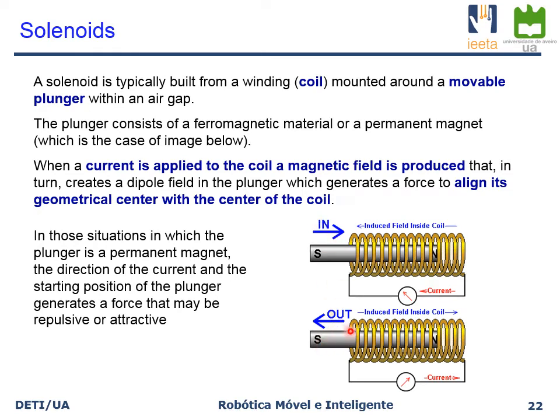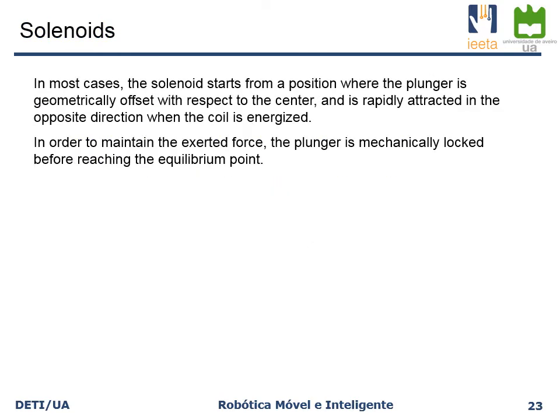This possibility of changing the current and changing the direction of the force is only possible if you use a permanent magnet plunger, but not in the case of a plunger which is made of ferromagnetic materials. In most cases, the solenoid starts from a position where the plunger is geometrically offset, which means it's not centered with the coil, and whenever you apply current, this plunger is rapidly attracted in the direction of the center of the coil.